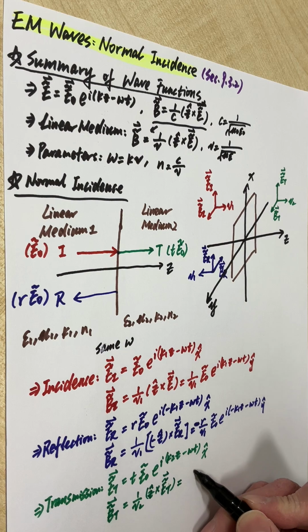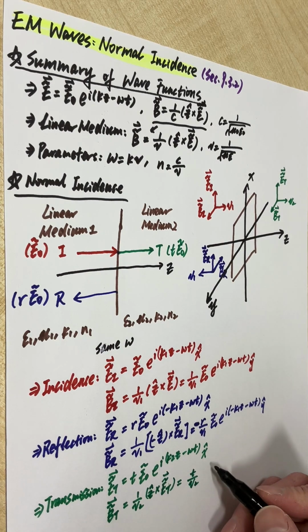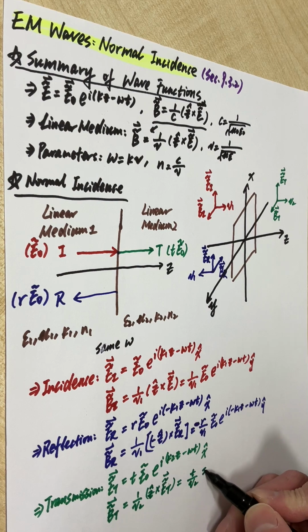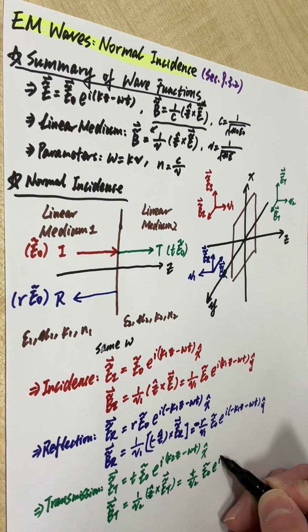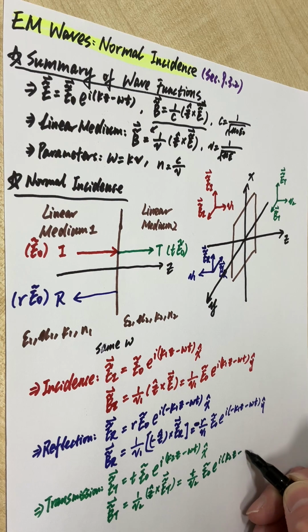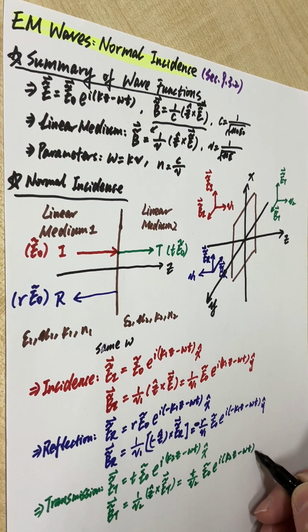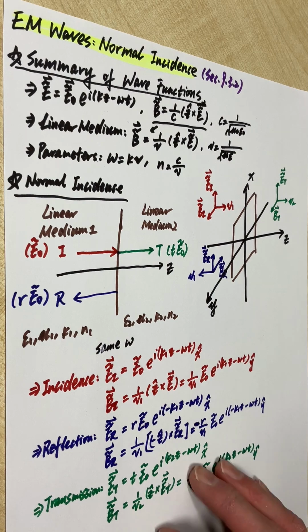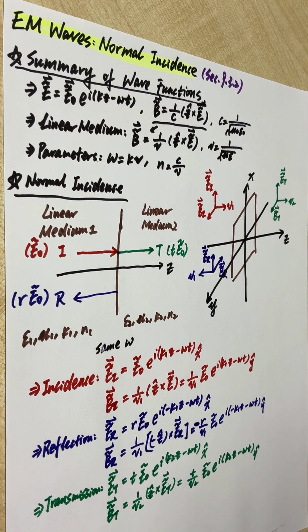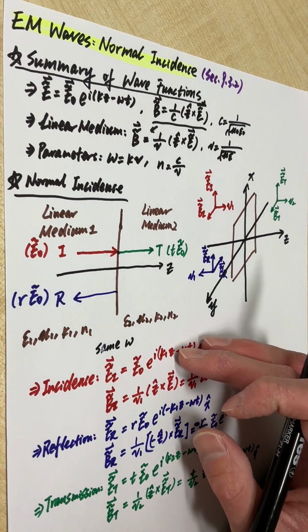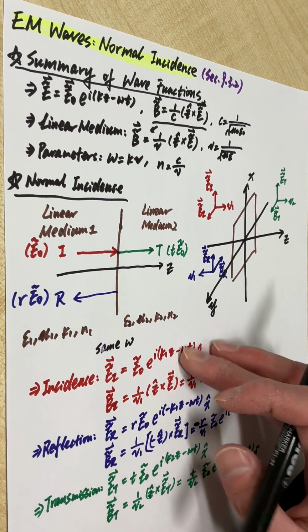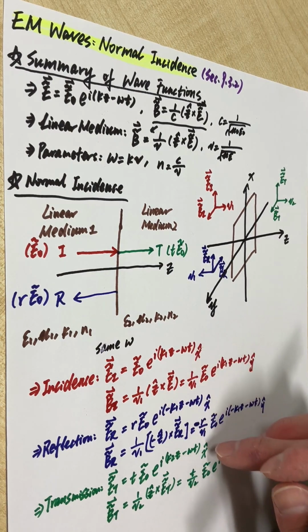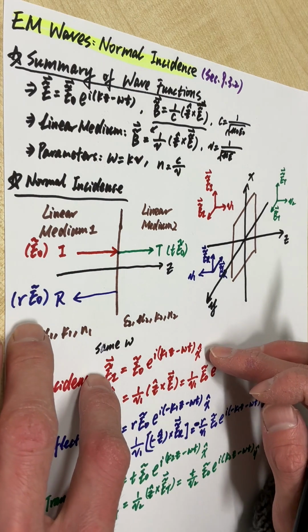So this equals T divided by V2. And then E0, e to the i kappa 2 z minus omega t, and then y. It seems things are getting a little bit complicated, a little bit messy, but actually your equations are very easy to check. First of all, you need to get all the electrical field correct, all the wave functions for the electrical field correct. So this is the most important starting point.